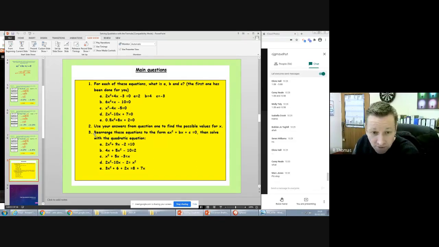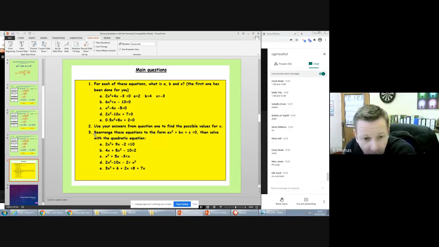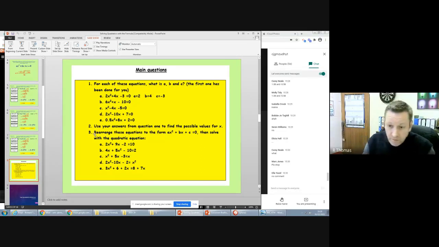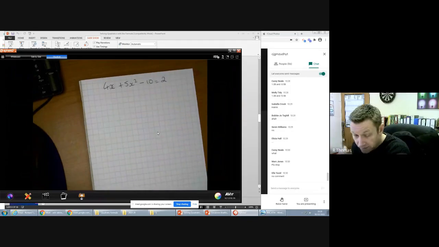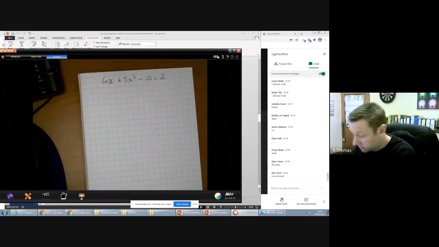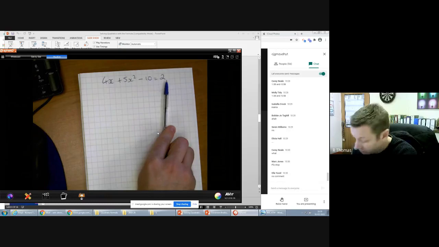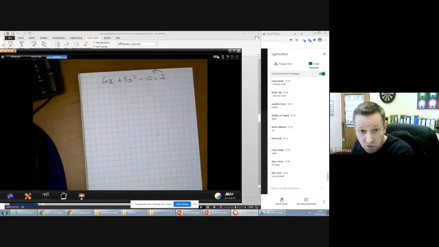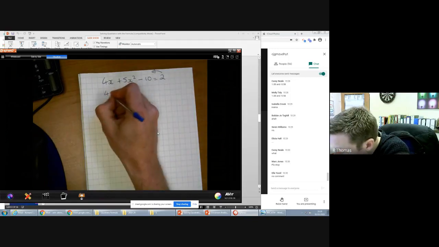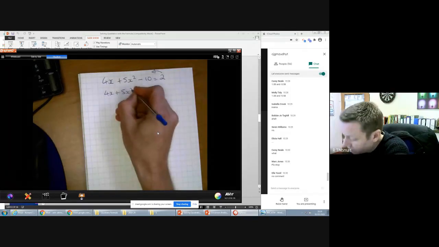Right, let's have a look at the next one. So, 4x plus 5x squared minus 10 equals 2. Okay, let's go back to this one. Now, this is the first thing. People go, that's not right. It's got to be equal to 0. So they're going to bring that 2 over, and it'll become a -2. Brilliant. So they'll go 4x plus 5x squared.